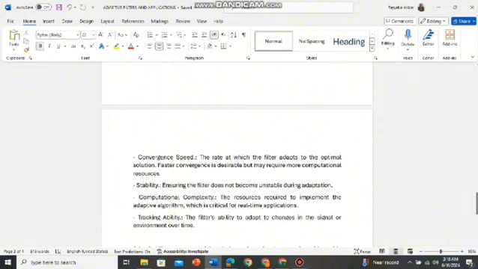Stability is how stable the system remains during adaptation. Computational complexity is how many real-time applications the adaptive filter can handle during processing.